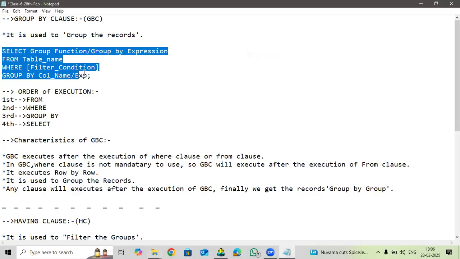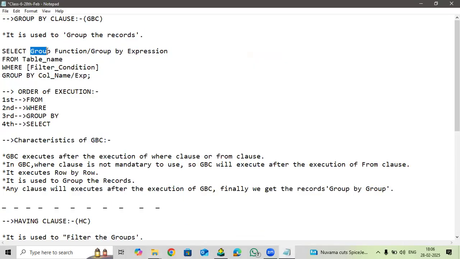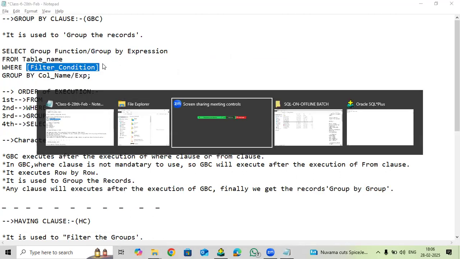And this is the syntax. Here I can specify the column name or expression, group function or group by expression, both are the same. From table name, where filter condition, group by column name or expression. The where clause is optional here.